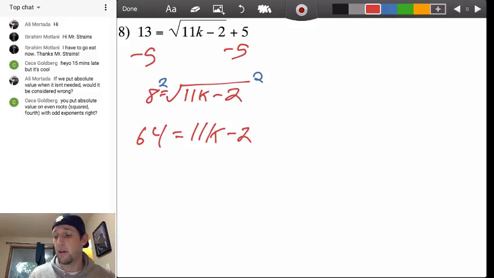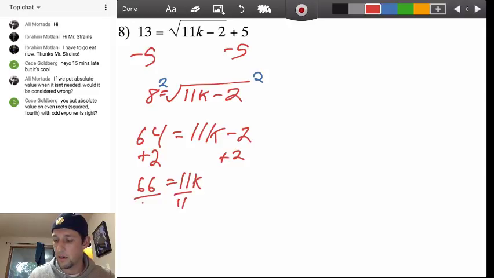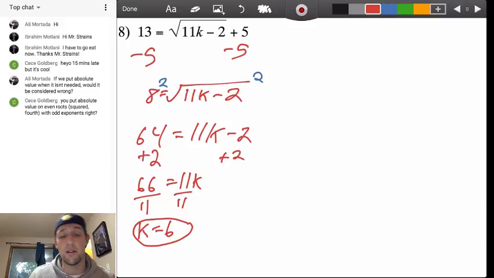Now at this point, I'm really just solving for k or for x or for whatever variable I have. Add 2, 66 equals 11k. Divide by 11, I get k equals 6. Now here's the big deal on these problems. You do need to actually plug them in and check. Even when you get one answer, could it be wrong? It's not often, but it totally could be.